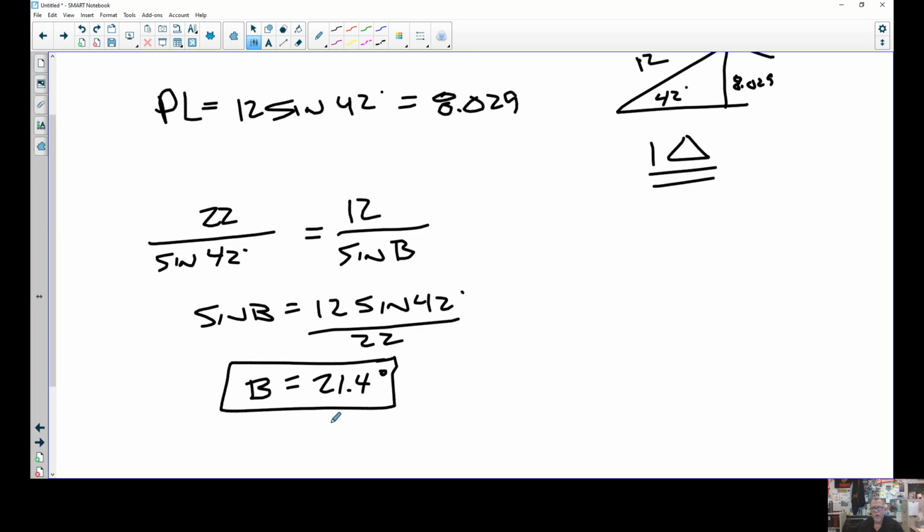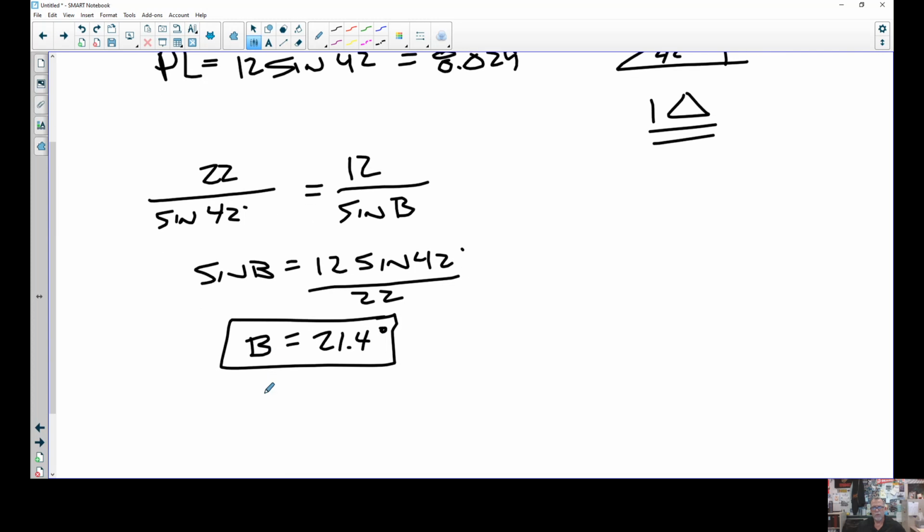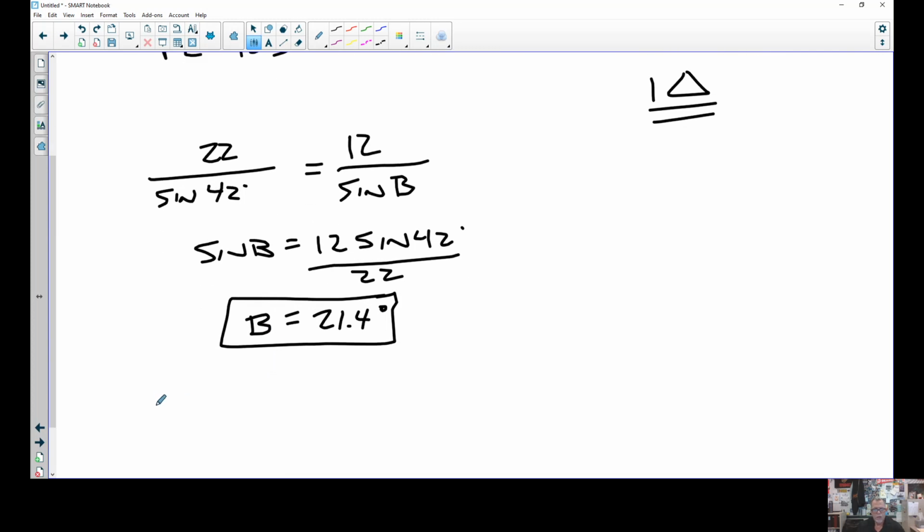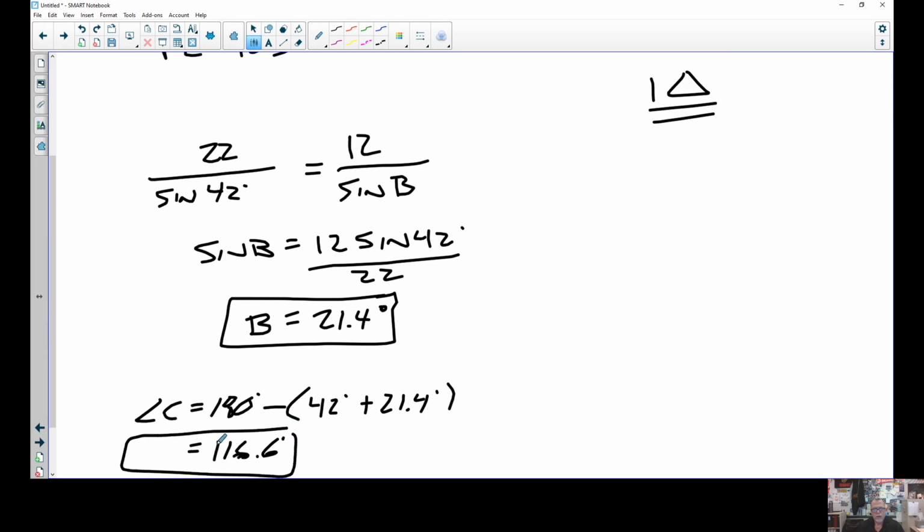So now I've got that. With that, I can find angle C right away because I already know angle A and B. So angle C is just going to be 180 degrees minus 42 degrees plus 21.4 degrees. So that's 63.4. So this is going to be 116.6, I believe. 180 minus 42 plus 21.4. Yeah, 116.6 degrees. So now I've got that third angle.